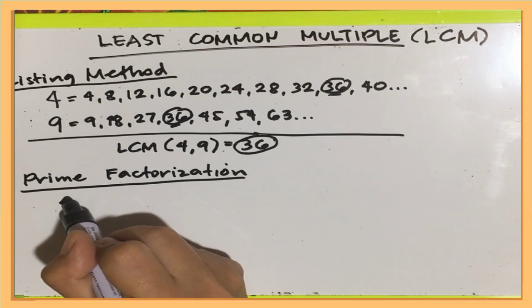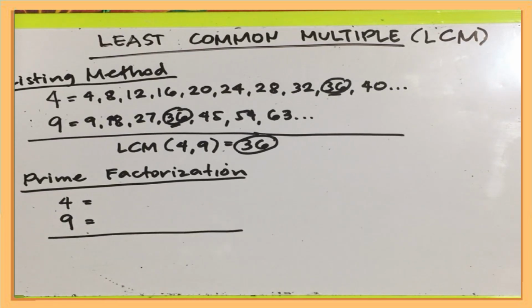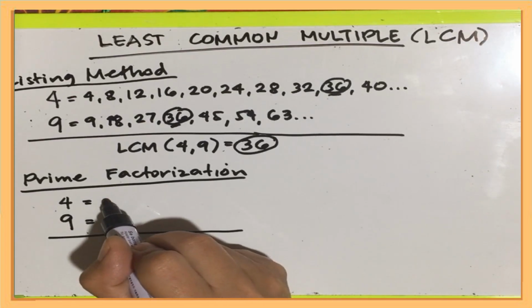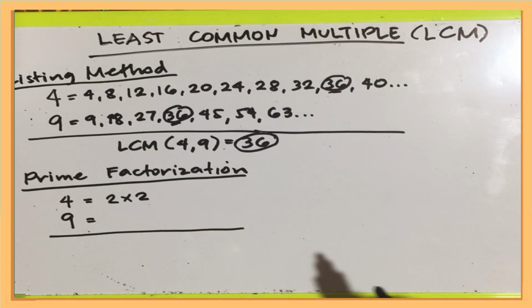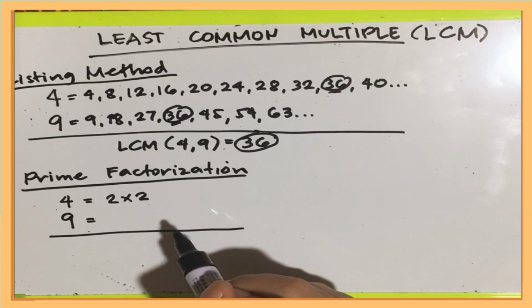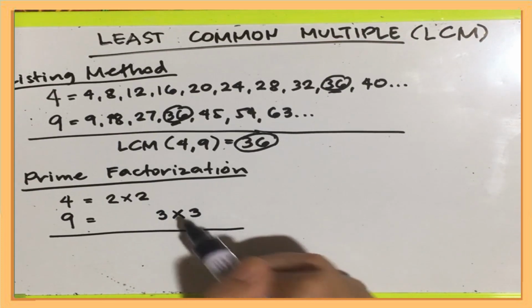So we have the prime factors of 4 and 9. What are the prime factors of 4? We have 2 times 2. The prime factors of 9 are 3 times 3.